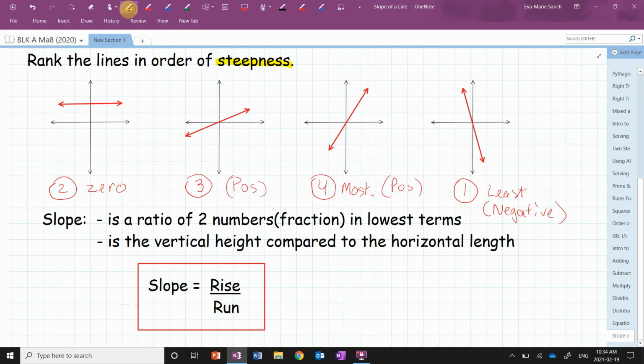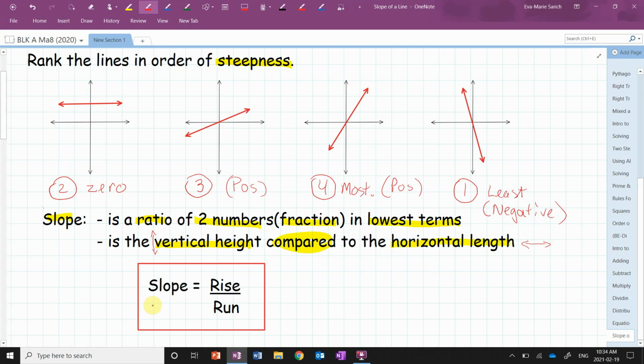So slope comes from a ratio of 2 numbers. And usually we write those 2 numbers as a fraction. And that fraction is always in lowest terms. Well, what are the 2 numbers? The 2 numbers are the vertical height. Remember, vertical means you're going up and down. And that is compared. That's what a ratio does. It compares 2 numbers. And it's compared to the horizontal length. And remember, horizontal goes left and right.